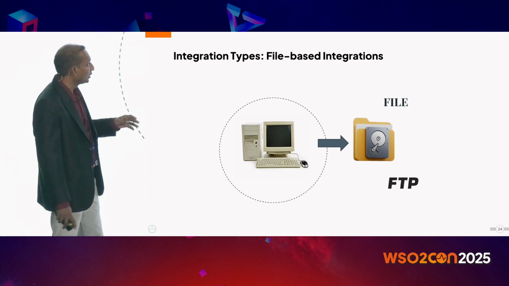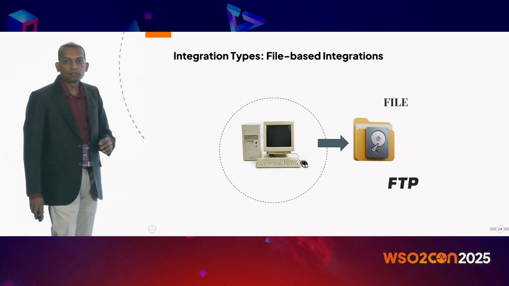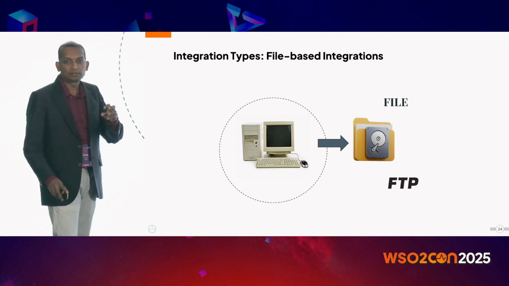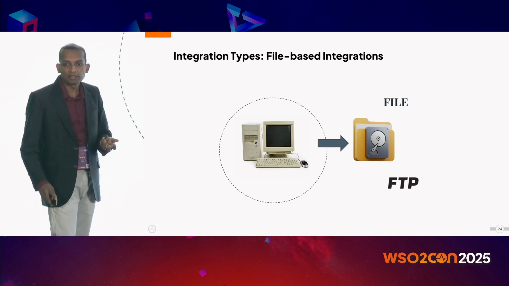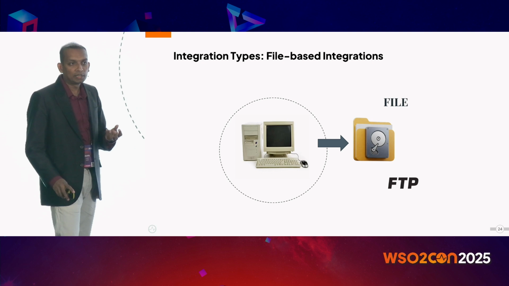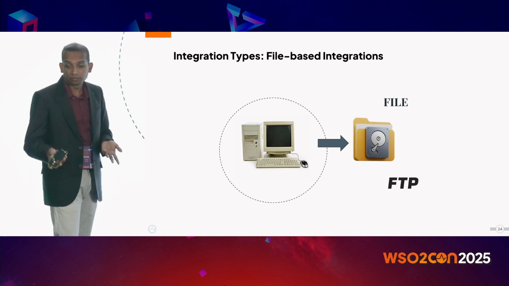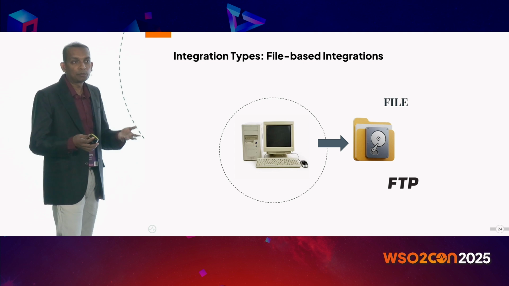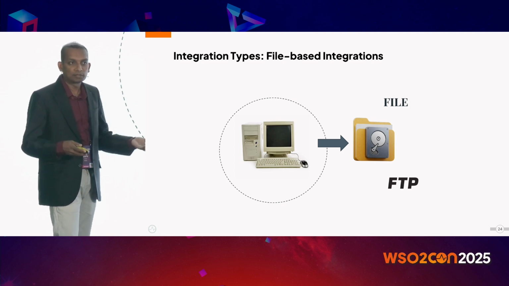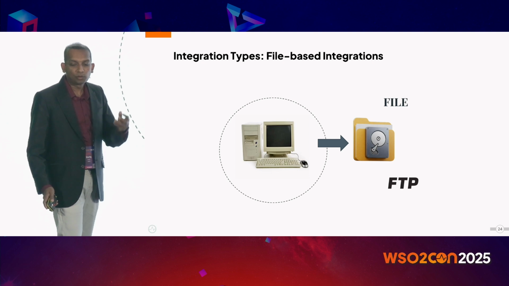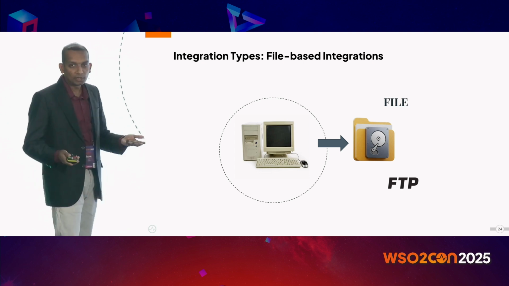And the next type is file integration. In file integration, an integration is triggered by the availability of a file. The file can be either in a local file system, or in a remote file system such as over FTP. So the integration gets triggered only if you have something available as a file.